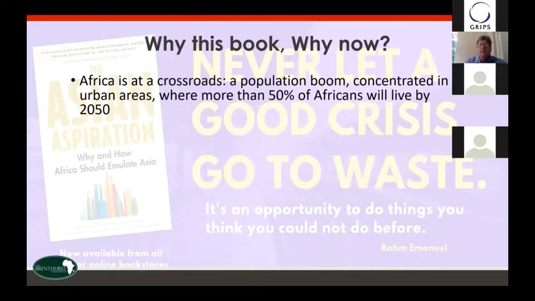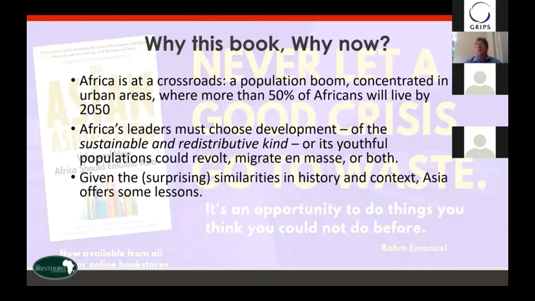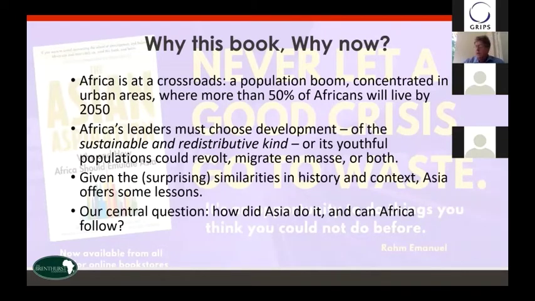We wrote it because, as I've already mentioned, we're at a crossroads. It's important for our leaders to choose development which is not just of a redistributive kind, but of a sustainable kind. Because if we don't do this, the sorts of youth revolutions that we've seen, particularly in North Africa in the last decade, could be upon us in many African environments, particularly in an urban setting. And we argue in this book that there are surprising similarities sometimes in history and in context. We can relate to the Asian experience, not from Europe, but from Asia, and we have seen this unfold in our lifetimes. So this all led to a very central question, which is how did Asia do it from our vantage and what can Africa learn.